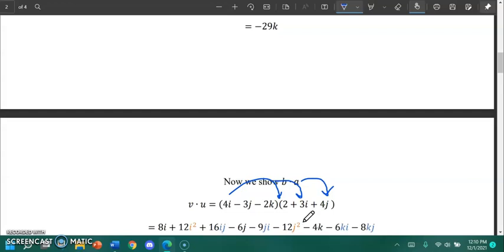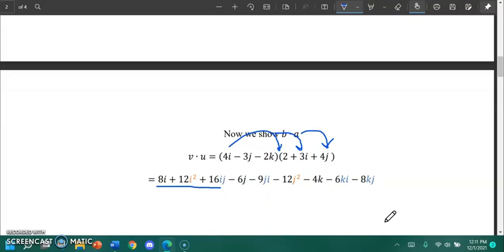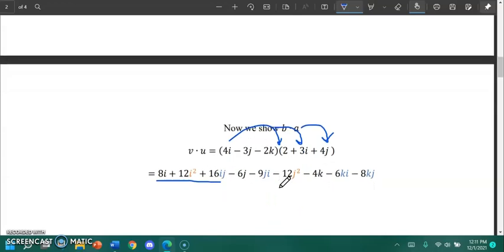We would continue doing the distributive property and get the following. As we mentioned before, we did the first 3. Then we would get negative 6j minus 9ji minus 12j to the second minus 4k minus 6ki minus 8kj. Now again, notice that some of these are highlighted simply because they are our Hamilton rules. And if we have written it down earlier and are aware of the Hamilton rule, we know that i to the second is negative 1, so we would have negative 12i. That 8 stays. Then we would have ij. ij is equal to k, so we would have 16k.